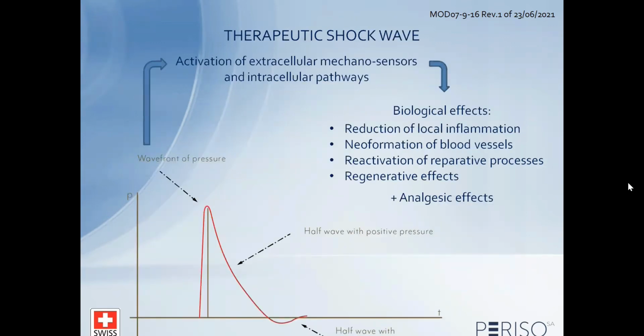More specifically, in this picture, you can see the shape of a shockwave where there is a peak of high pressure and then a negative phase at the end. The peak of high pressure activates extracellular mechanosensors and starts this mechanotransduction process that also starts intracellular pathways. And this leads to biological effects like reduction of local inflammation, neoformation of blood vessels, reactivation of reparative processes, regenerative effects, and also anti-aging effects.